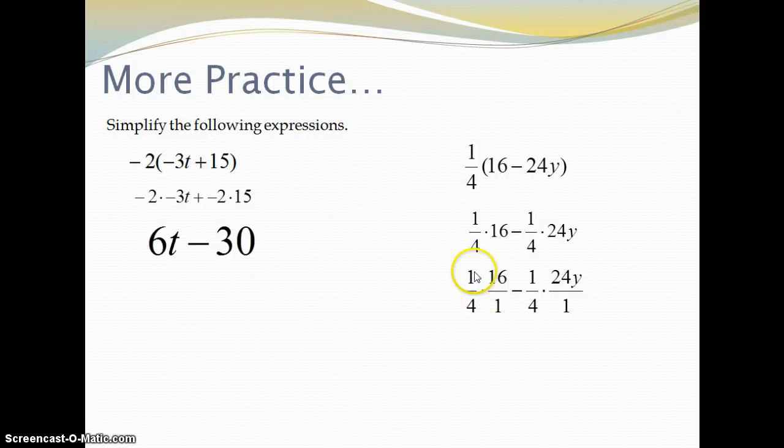So now that you have a fraction times a fraction, go ahead and simplify. 1 times 16 is 16, 4 times 1 is 4. Minus 1 times 24y, 24y, 4 times 1, 4. So far so good. Now let's go ahead and reduce our fractions. 16 over 4 can reduce to 4. Minus, don't drop off your minus sign, 24y divided by 4 becomes 6y. Final answer is 4 minus 6y.